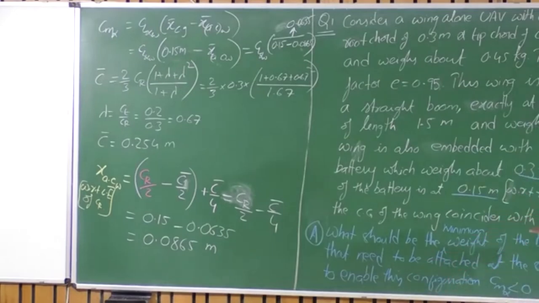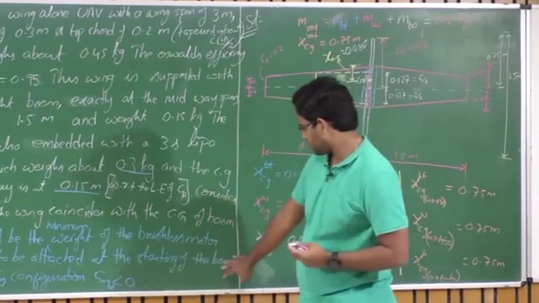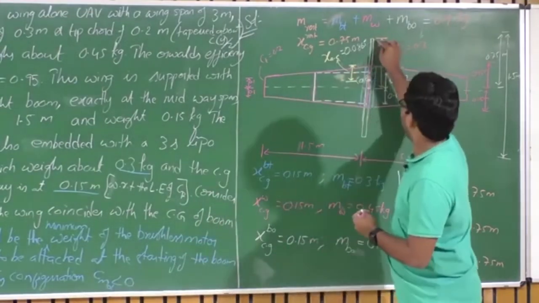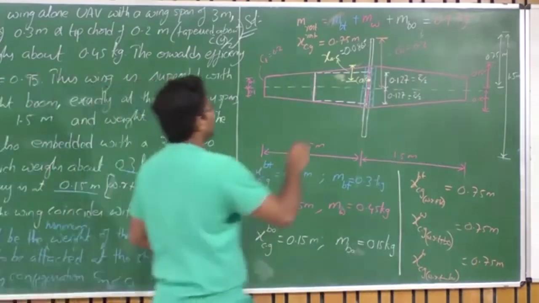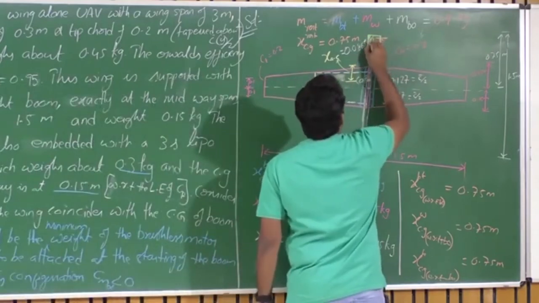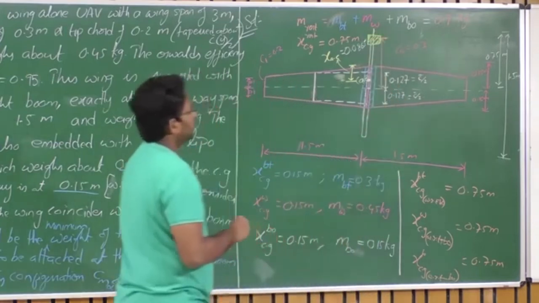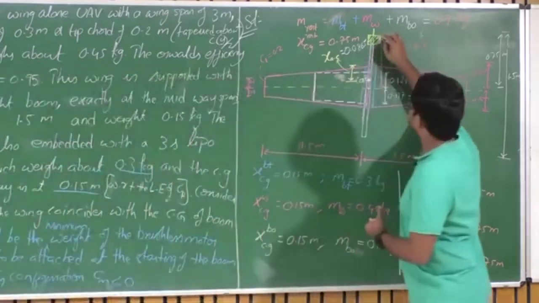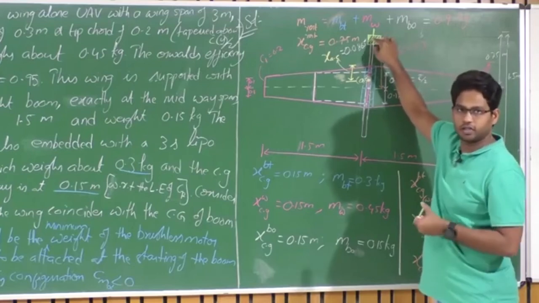Now what we are asked is, what should be the minimum weight of the brushless motor that needs to be attached at the starting of the boom, right? So we need to add some mass here. Let us assume this particular block is my brushless motor that I am attaching to the boom here. Let us assume the CG of this motor coincides with the starting point of the boom. Okay, that's one assumption that we'll consider.